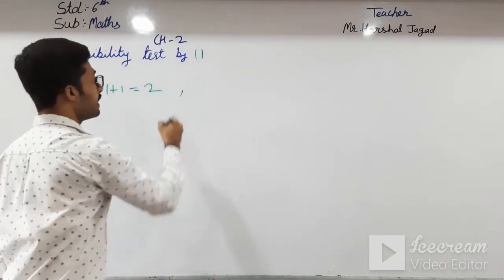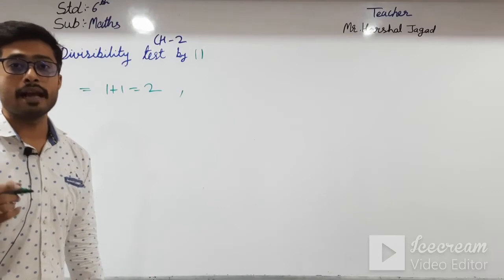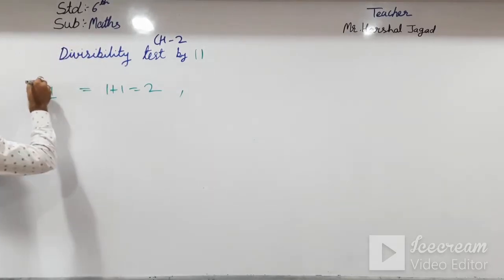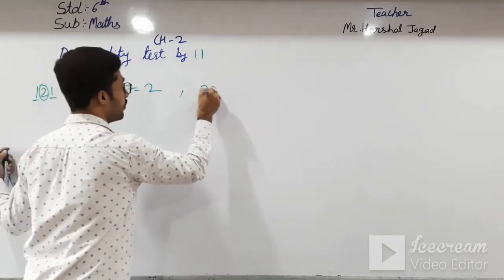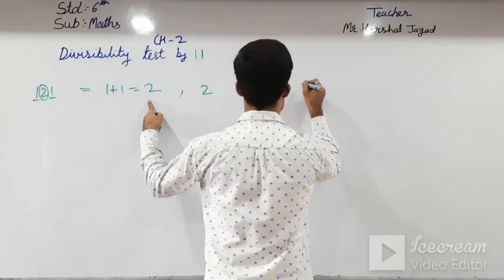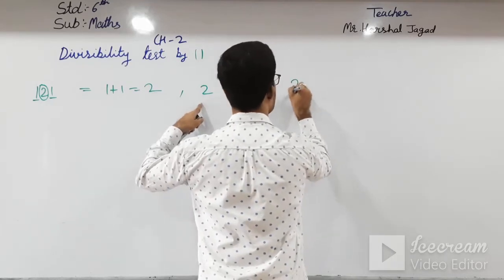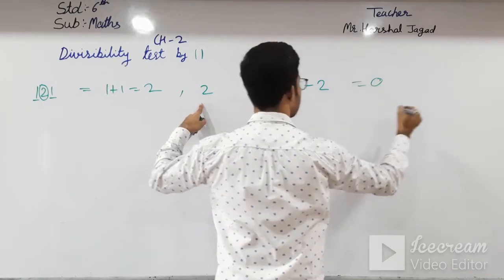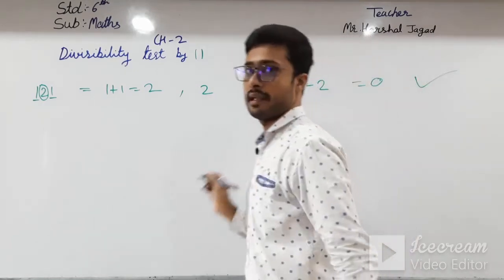Now even digits from the right hand side. So this is only 2. Now just taking the difference of it. So that is 2 minus 2, that is 0. So this is divisible by 11.